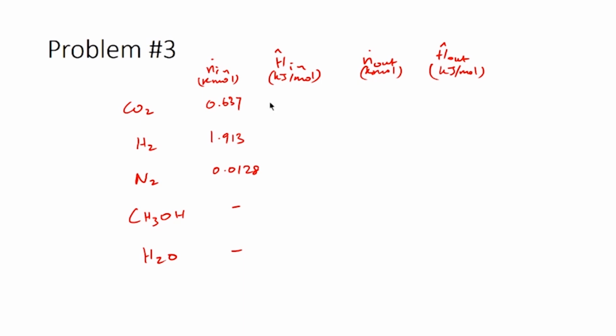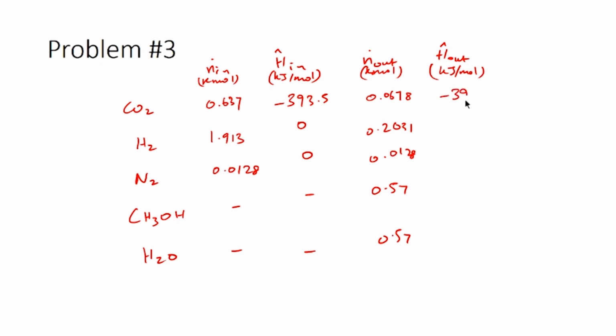Okay. So, this value we have calculated as minus 393.500 and here we have these values as 0.0678, 0.2031, 0.0128, 0.57 and 0.57. So, these values for enthalpy are minus 390.6, 2.16, 2.19, minus 199.09 and minus 282.45. So, now that we have all the enthalpies, we can calculate delta H.